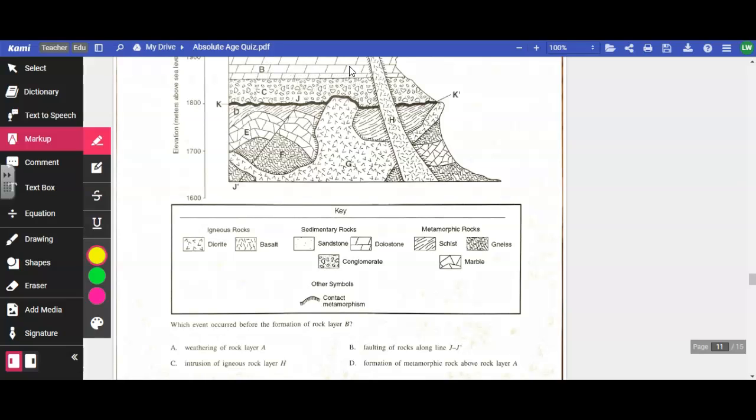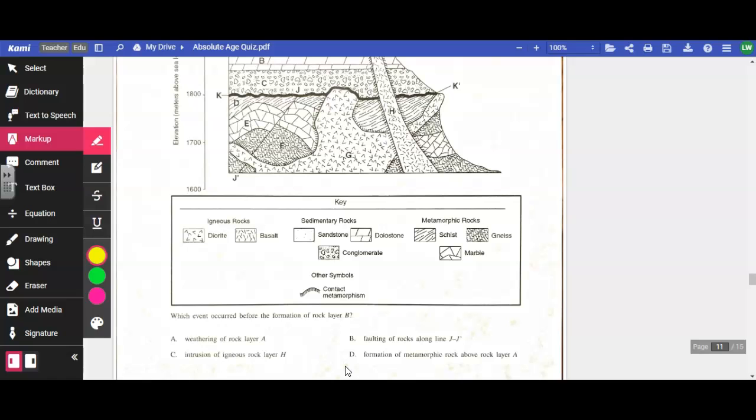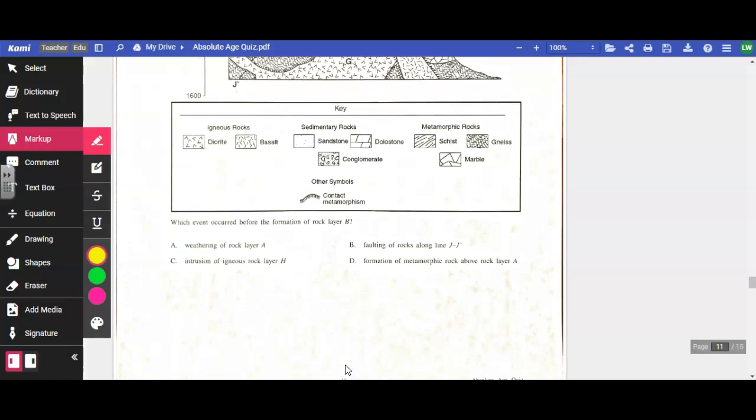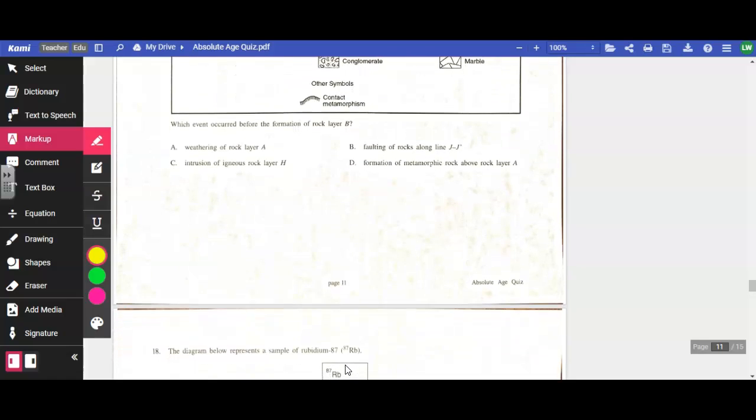The weathering of rock A, the faulting of rocks along lines J and K, the intrusion of igneous rock layer H, or the formation of metamorphic rock above layer A. Which one occurred before the formation of B?